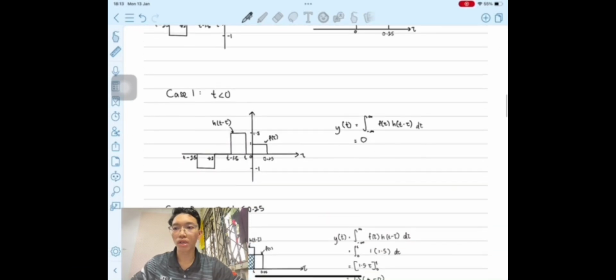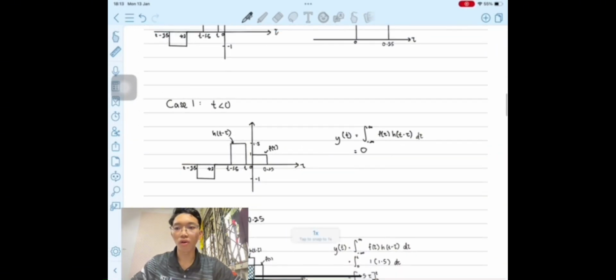Okay, we'll continue with the cases to get the result of y(t). So the first one is case 1, which is t less than 0.